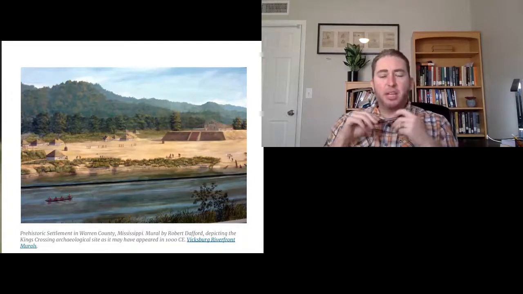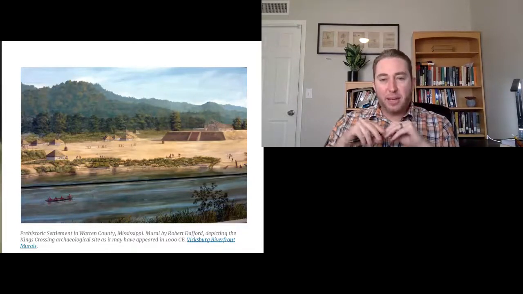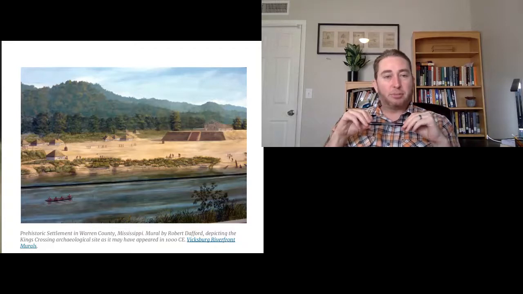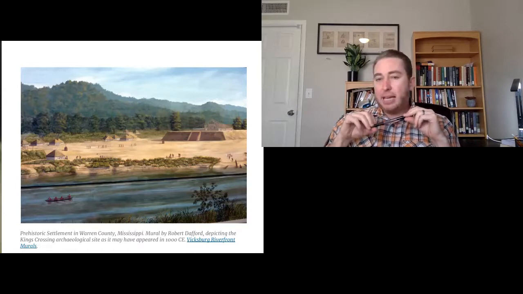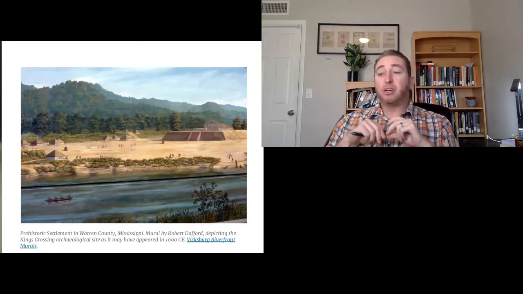So take a look at this picture. If I've set this up right, hopefully you can see the picture on the other side of the screen. I'll just read the caption. This is a rendering of a prehistoric settlement in Warren County, Mississippi. And this kind of sets the stage for a discussion of pre-contact North America.